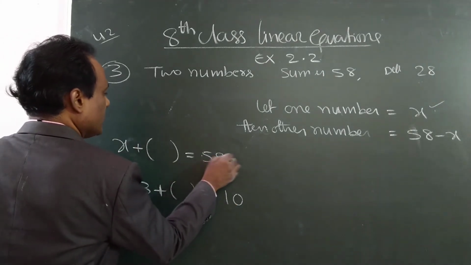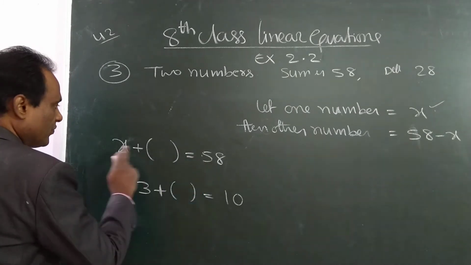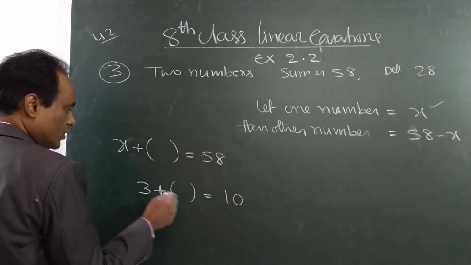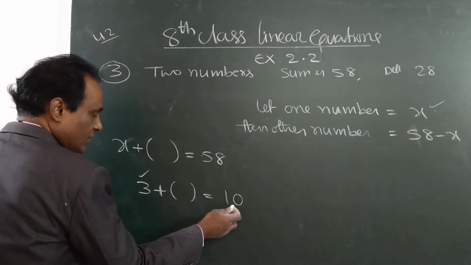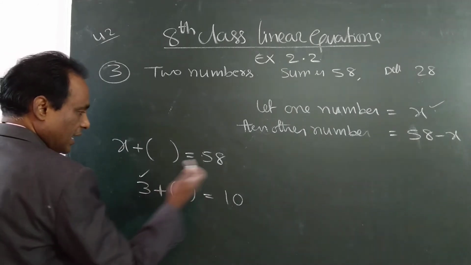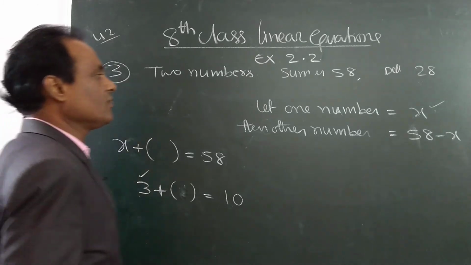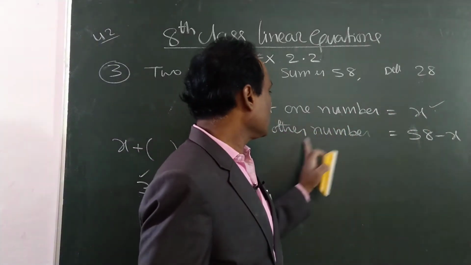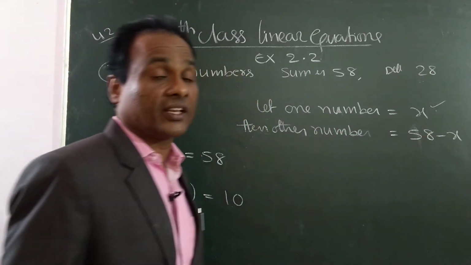Sum is 58, so what is the other number? If one number is x, the other is 58 minus x. Suppose one number is 3 and the sum is 10, the other number will naturally be 7. How do we get this 7? 10 minus 3, that is 7. Same way, if one number is x, then the other number is equal to 58 minus x.